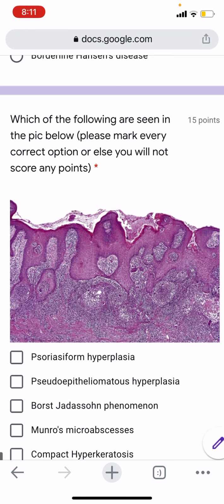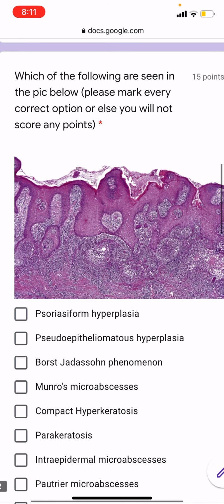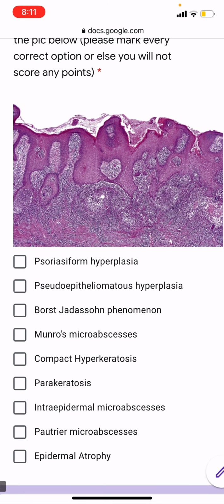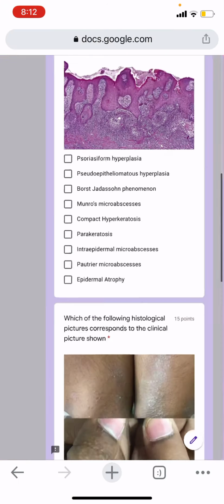There is no psoriasiform hyperplasia. This is not Bose-Yardson phenomenon. So please look these up if you are in any doubt. Munro's microabscesses, definitely not. These are seen in psoriasis. This is not psoriasis. So the answer basically here is there is pseudoepitheliomatous hyperplasia, compact hyperkeratosis, and intraepidermal microabscess. These are not Pautrier's microabscesses seen in mycosis fungoides, and there is no epidermal atrophy. When you have hypertrophy, there cannot be atrophy. This is pseudoepitheliomatous hyperplasia. So there you go.